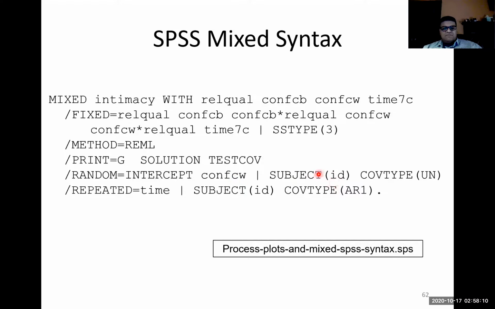We're telling the syntax that the subject is the ID, and we're going to estimate all the elements of the tau matrix, which in SPSS is called the G matrix, but it refers to the same thing, the variance-covariance matrix of the between-person random effects. The REPEATED line is where we specify basically the autocorrelated residual term.